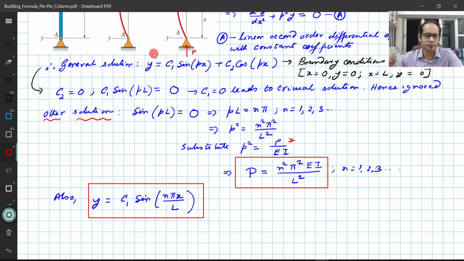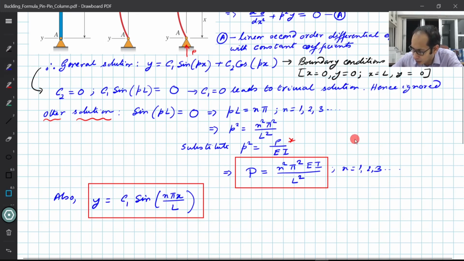Now remember one thing: this part is constant, pi square EI divided by L square. Only when n equals 1 and P takes that particular value will you get a corresponding deflected shape with n equals 1. When you take n equals 2, let me write this 2 a bit more clearly, only then will you get a corresponding deflected shape. So these are interdependent. Only when P takes these different values will you get a corresponding deflected shape, which is something like this over here.